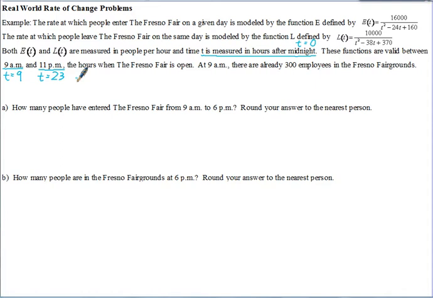So then part A asks, how many people have entered the Fresno Fair from 9 a.m., which we figured out as t equals 9, to 6 p.m.? So that's 6 hours after noon, so noon is 12 plus 6 gives you 18. Round your answer to the nearest person. So we're just looking at how many people have entered.